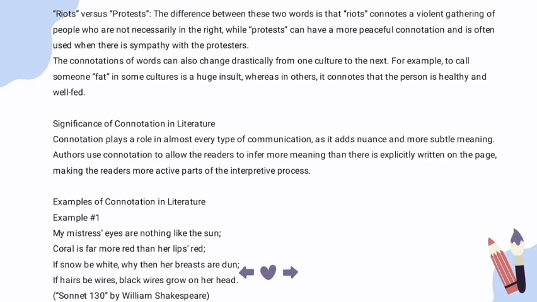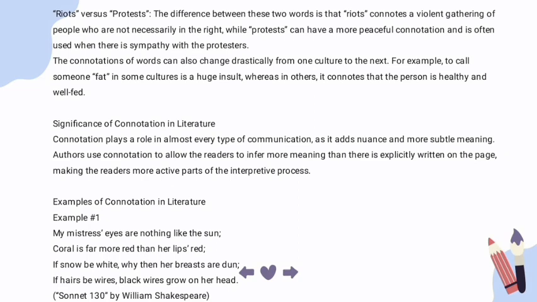Significance of connotation in literature. Connotations play a role in almost every type of communication, as they add nuance and more subtle meaning. Authors use connotation to allow readers to infer more meaning than is explicitly written on the page, making the readers a more active part of the interpretive process. Example of connotation in literature.